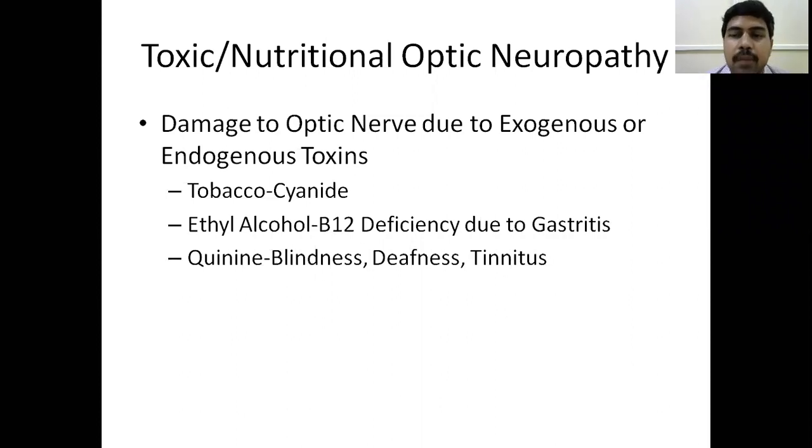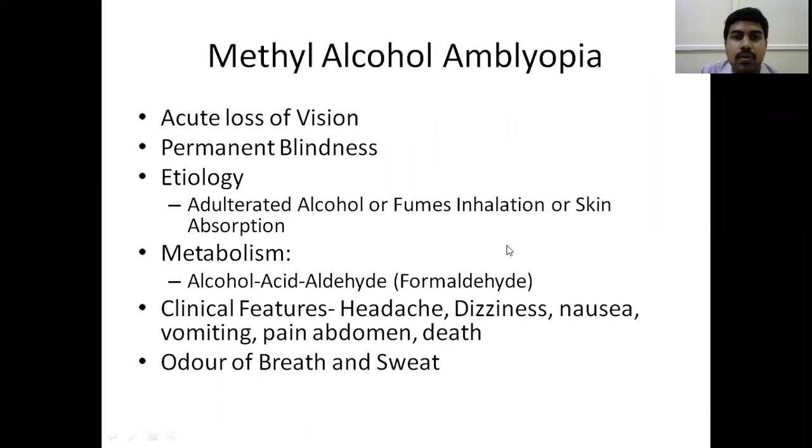And in general medicine, you will come across a condition called subacute combined degeneration of the cord, SCDC. That is also a manifestation of vitamin B12 deficiency where the spinal cord gets degenerated. And similarly, quinine, which is an anti-malarial drug, will cause blindness, deafness, and tinnitus. So these are the various causes of toxic or nutritional optic neuropathy. Okay. With B12 deficiency, the neuron myelin sheath is not formed, and the nerve is damaged, leading to atrophy.